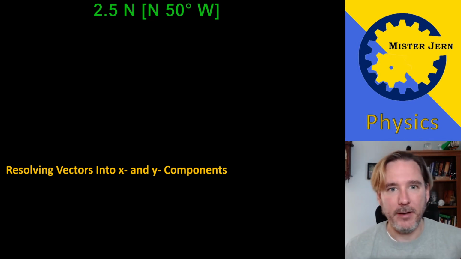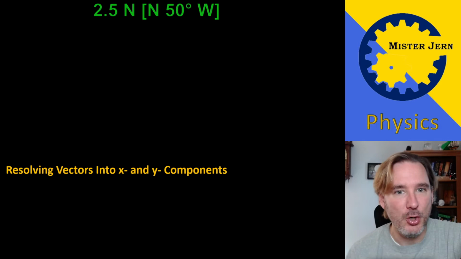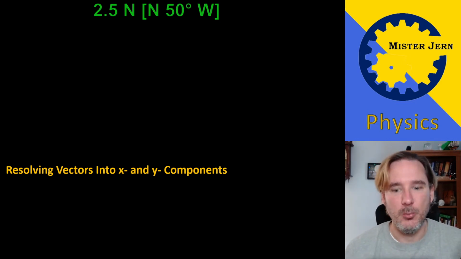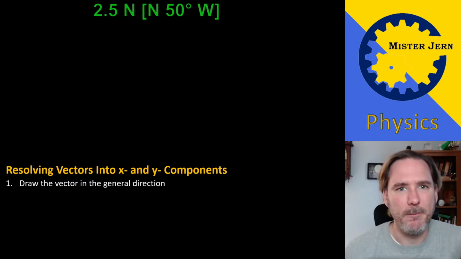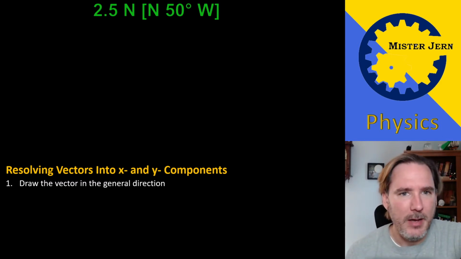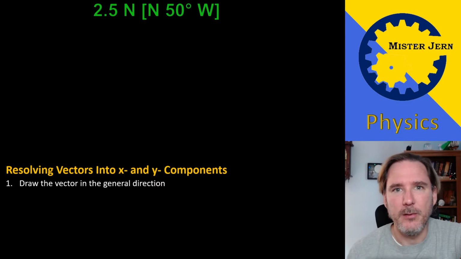So you have a vector, in this case it is 2.5 newtons, it's a force, to the north and 50 degrees to the west. Okay, so the first thing you want to do with this vector is to draw the vector in the general direction. So I know that I'm going to have a vector going to the north and to the west.